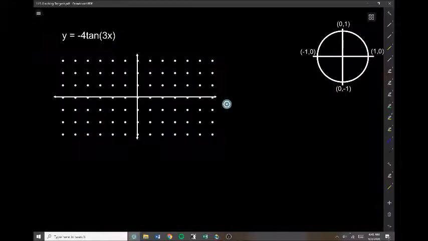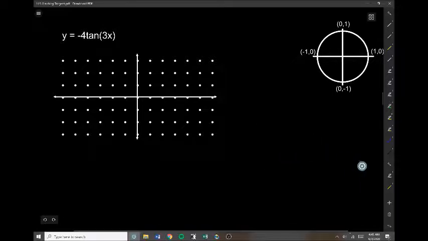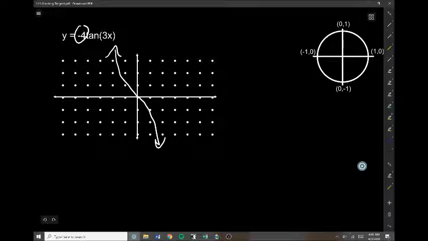Okay, last example. Y equals negative 4 times the tangent of 3x. This is going to be very similar to the last one, only it's negative. That means instead of the graphs going up as you go to the right, the graphs are going to go down as we go to the right. Everything's been reflected over the x-axis, so it's going to look like this. Let's do this one in degrees.